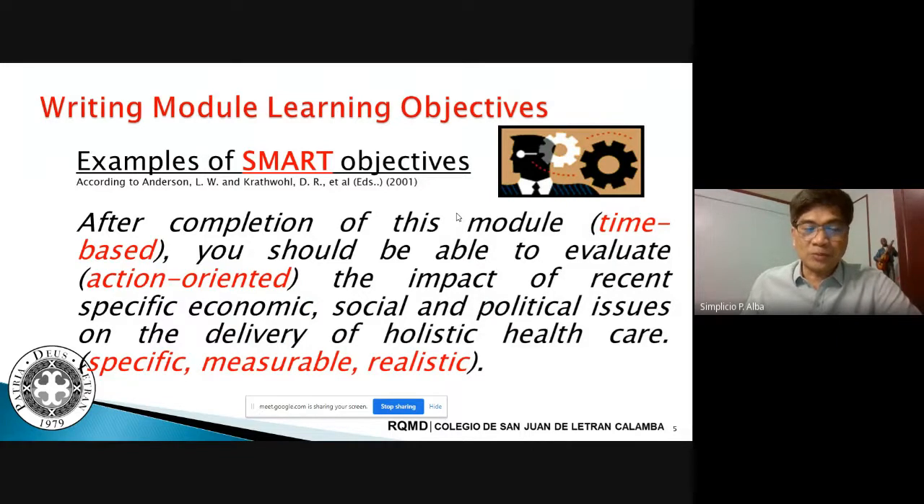Here is an example of objectives observing SMART. So let me read it. After completion of this module, that's actually time-based, you should be able to evaluate, there is action-oriented, the impact of recent specific economic, social, and political issues on the delivery of holistic healthcare, making it specific, measurable, and realistic.